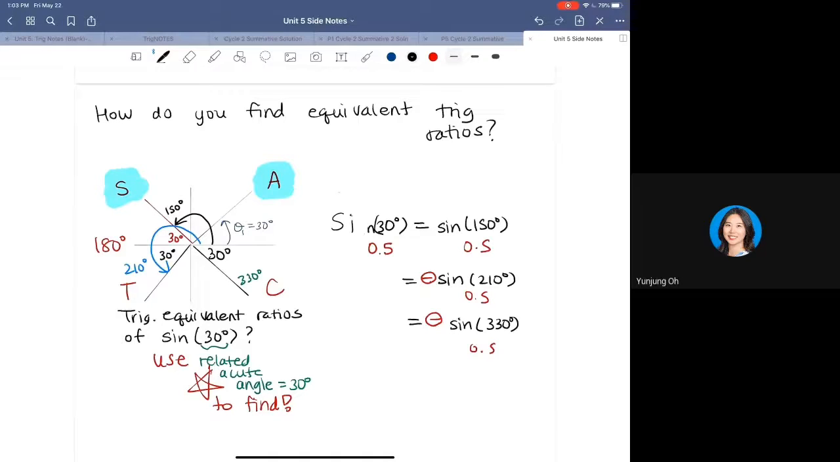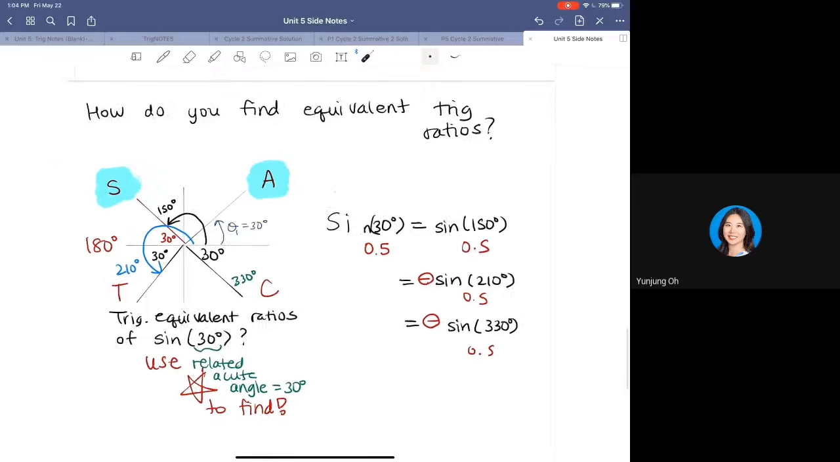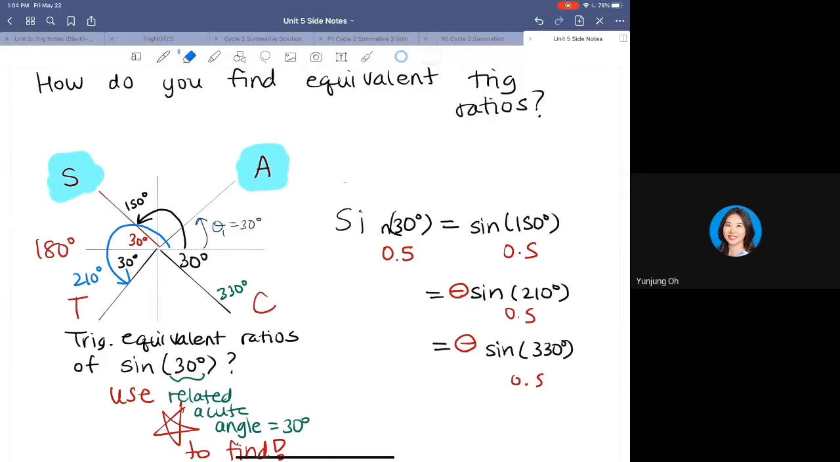So the very first angle that I got that also has a related acute angle of 30 degrees is 150. And so this is my first equivalent trig ratio. Because both of them are in my blue highlighted part under CAST and they're both positive, I did not need to change the sign of the value in front of the trig ratio, and I was able to leave it at that.